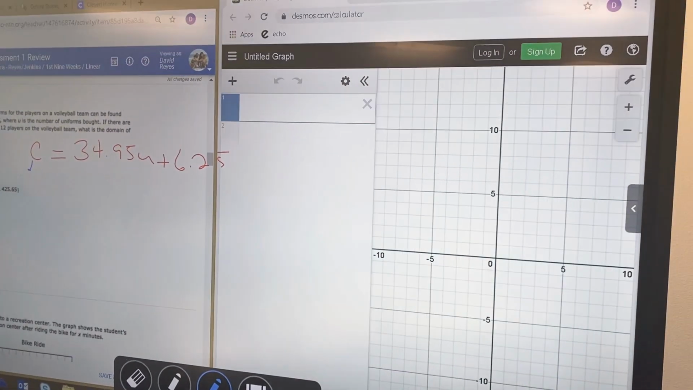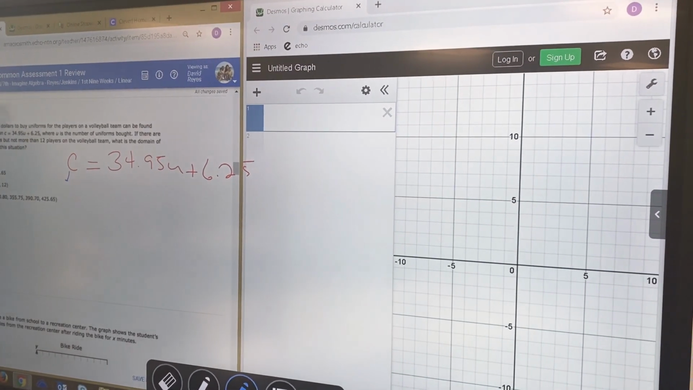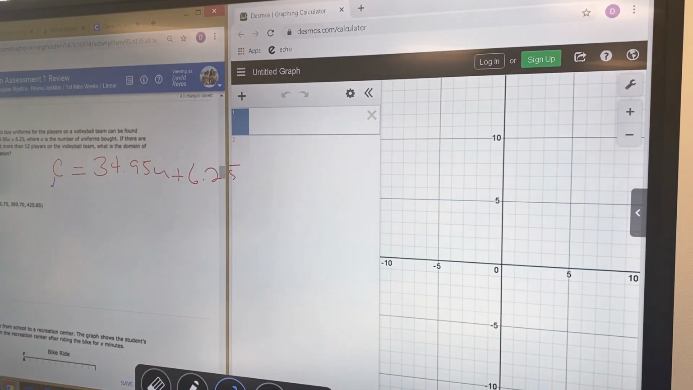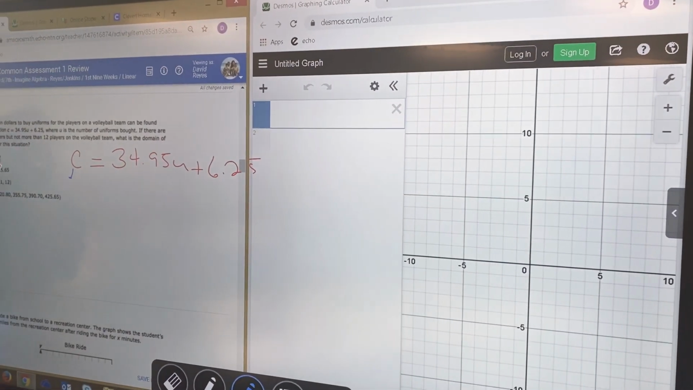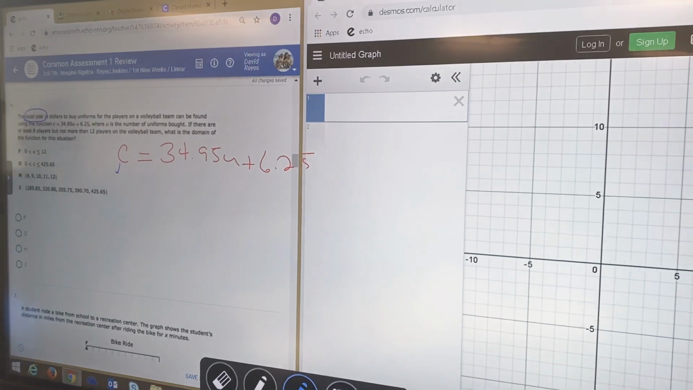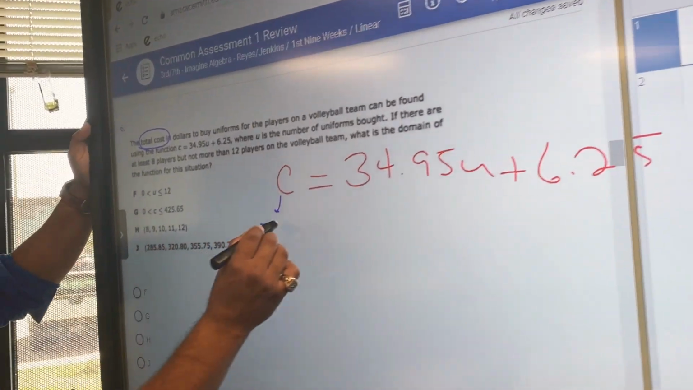What is this? Your Y. It is usually Y, you're right, but what is it relating to my problem? Your range. Okay, but my problem, you're right, that is gonna be the range, but what does C represent? The cost, $1,000 for uniform. The total cost, right? This is my money.